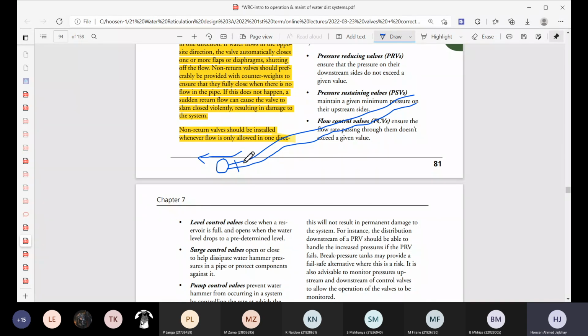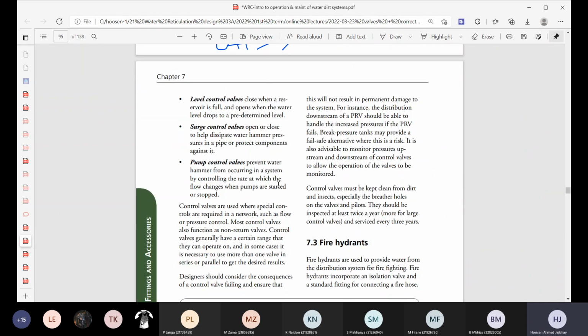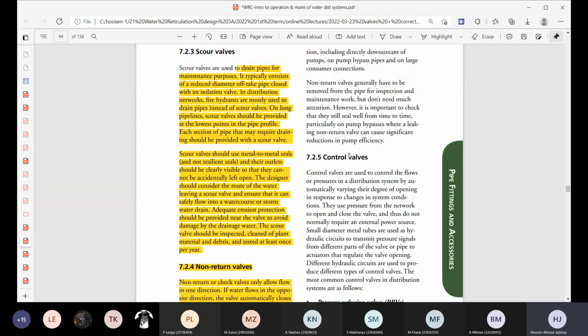So in those circumstances, we normally will put a non-return valve, and usually the symbol for that looks like the pipe is being pinched. You see that kind of symbol that you have there. So that's to stop. The water can only flow in that direction, but it cannot flow back in that direction. So usually in a pump station, that's where you would commonly find non-return valves. So we spoke about that.